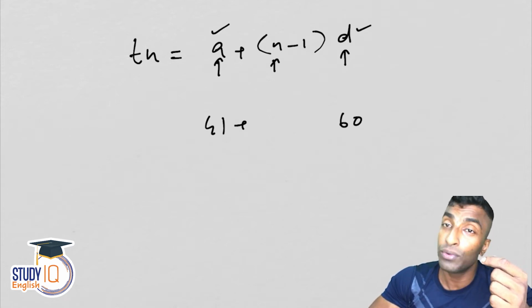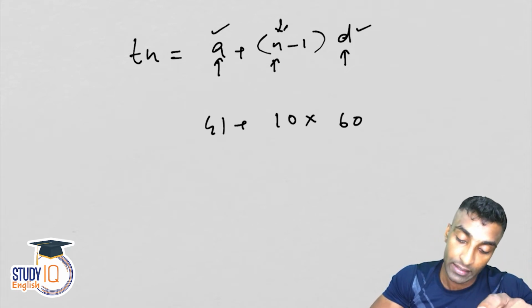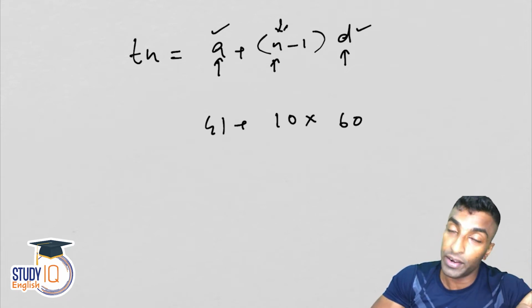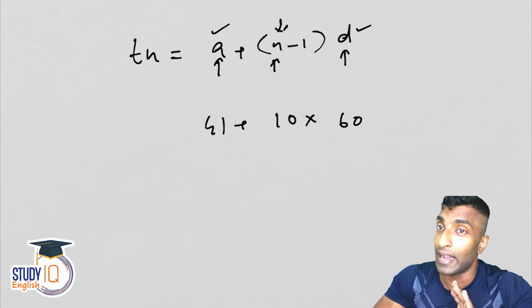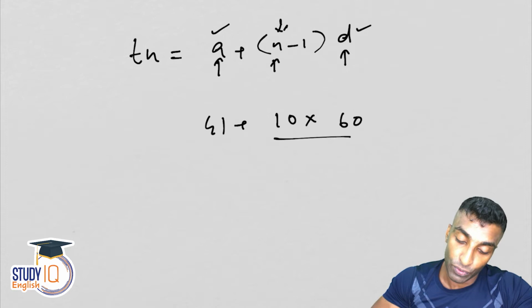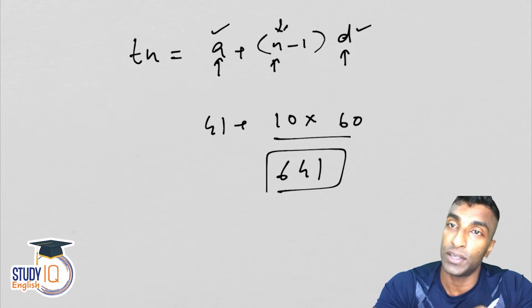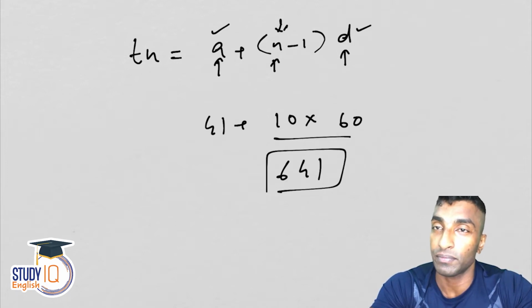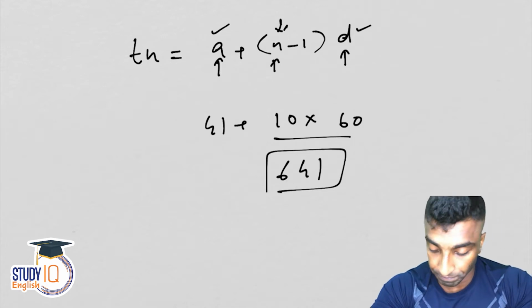What they are asking you, what is n? 11th term. So 11 minus 1, that is 10. If it is 100, 100 minus 1, that is 99. If it is 1000, 1000 minus 1, that is 999. Like that. So what is your answer? This is going to give you 641. So your 11th term is 641. Simple? Okay.